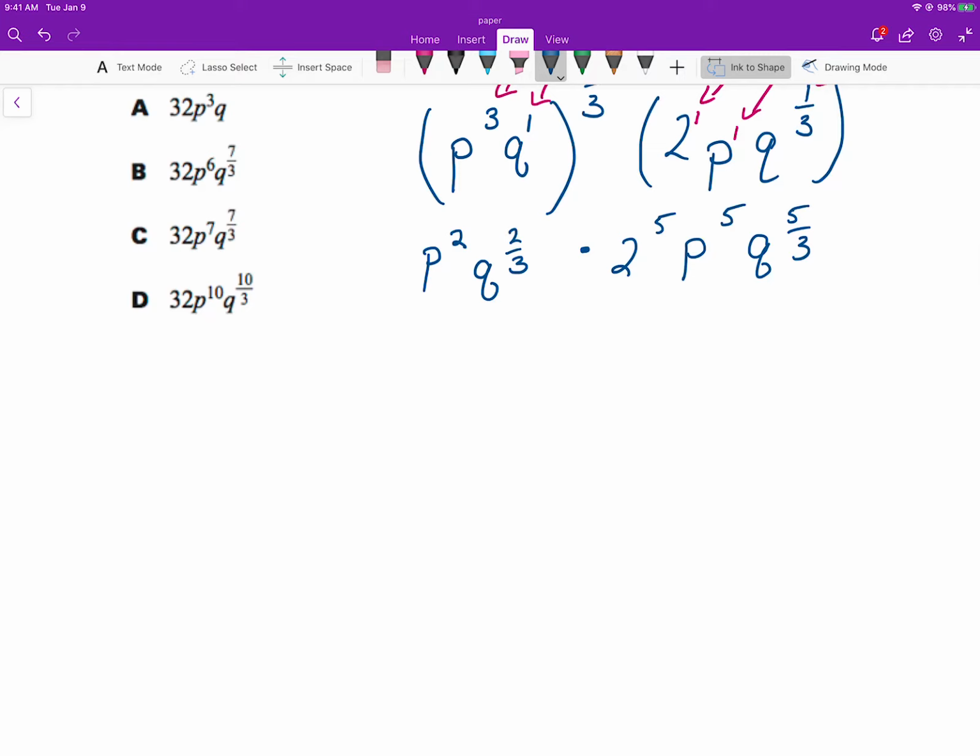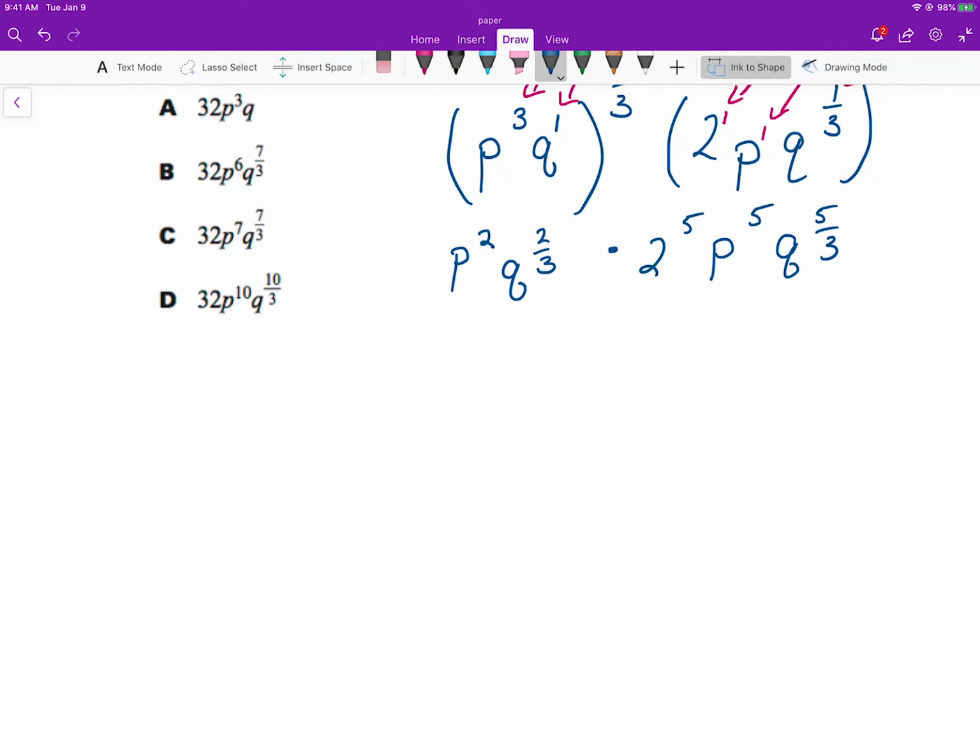Now, any time we have bases that are the same, with multiplication, we're going to add the exponents. So I'm going to look, and I have 1 that has a base of 2 and nothing else, so I'm going to just write that down. I have 2 to the 5th. And I'm going to look and see anywhere I have bases that are p. I have p to the 2nd and p to the 5th. And the rule with multiplication when the bases are the same is we add the exponents. So that will give us p to the 7th. 2 plus 5 is 7.